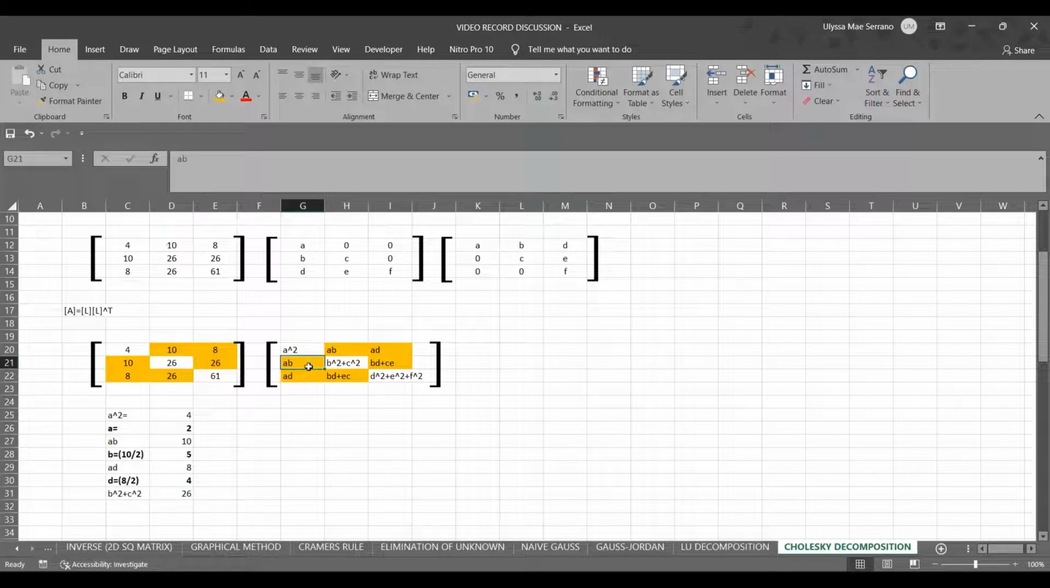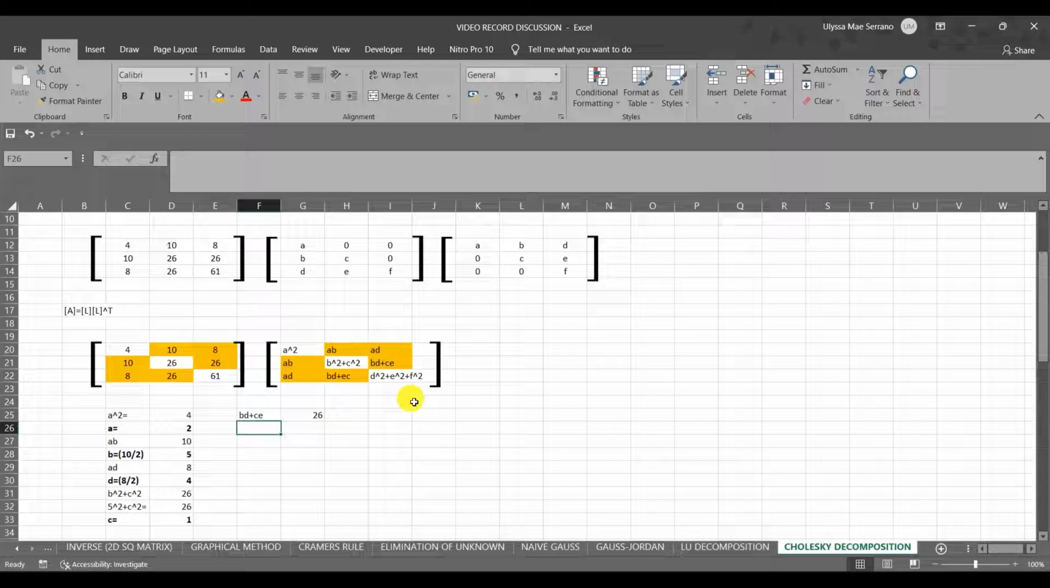We didn't recalculate this value and this value because they will have the same result as this one, because they are symmetric. So we're going to find the values of these three remaining equations. Now, B squared is simply 5 squared plus C squared, which is the unknown, which will be equal to the value of 26. So C would simply be equal to 26 minus 5 squared, and this should be square rooted. And we will be able to find the value of C, which is equal to 1. And for our next one, BD plus CE is simply equal to 26.